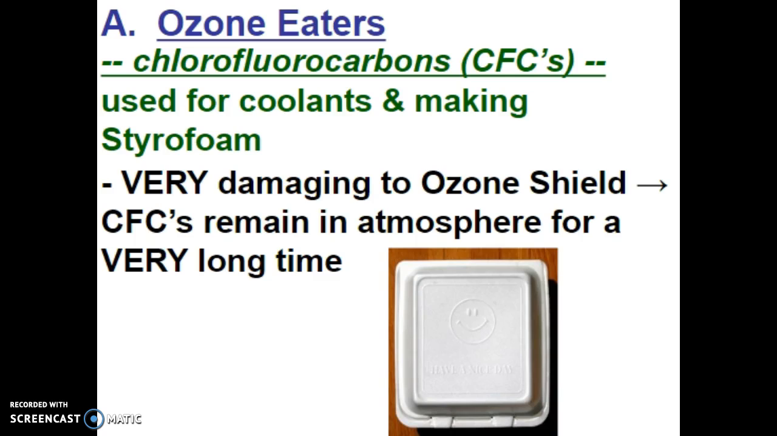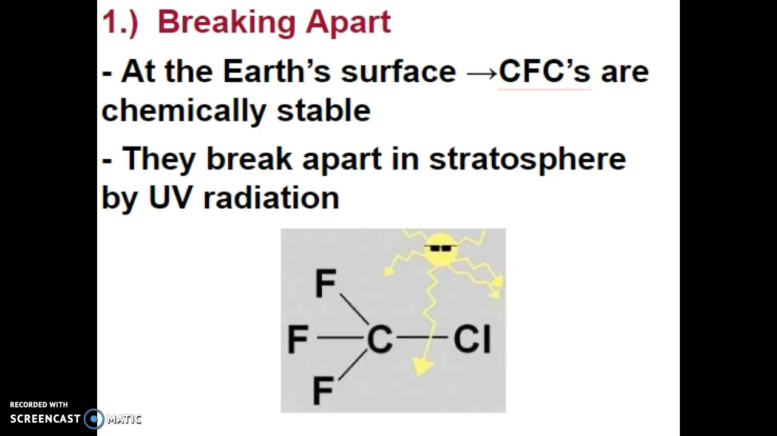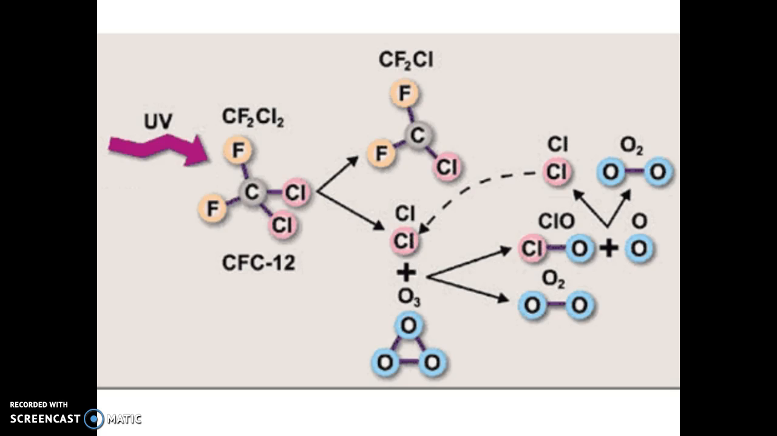But up in the stratosphere, ultraviolet radiation will break up the bonds in the CFC molecule. At the Earth's surface, these chemicals are stable and they won't break down. But once they get up past the troposphere and into the stratosphere, that ultraviolet radiation will start to break apart chlorofluorocarbons. So as ultraviolet light comes in, those bonds are busted up.